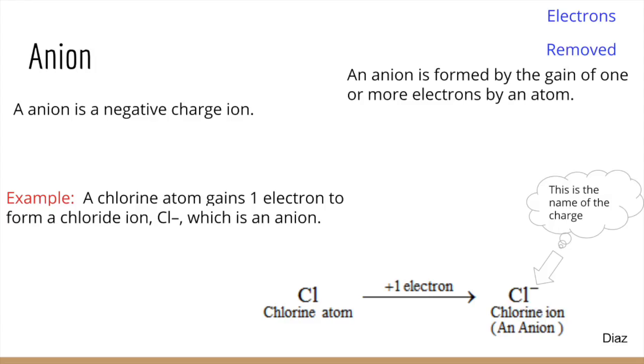You might be asking yourself, what is an anion? An anion is a negatively charged ion. An anion is formed by the gain of one or more electrons by an atom. For example, a chlorine atom gains one electron to form a chloride ion, Cl negative, which is an anion.